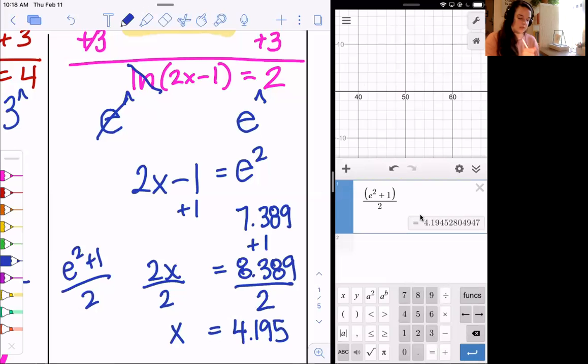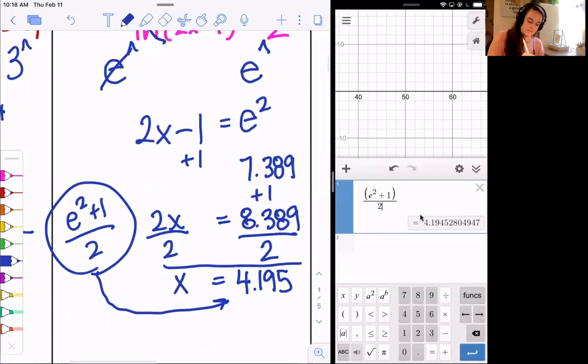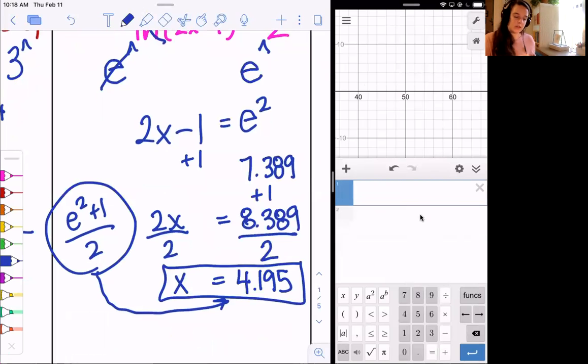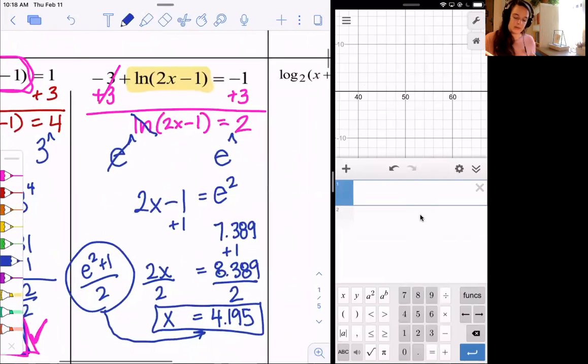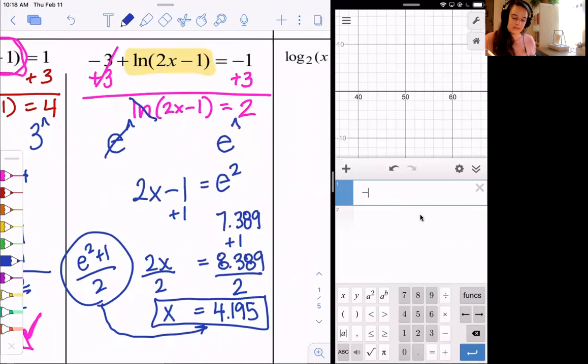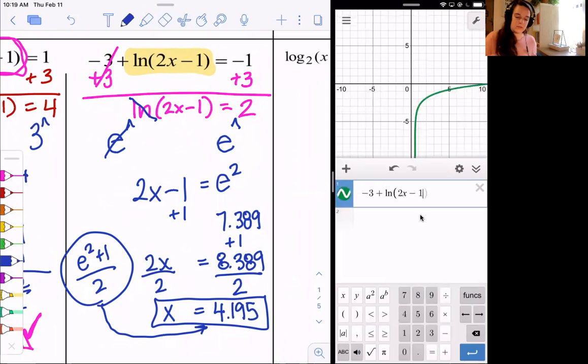Amazing. e squared plus 1 over 2 gives me this decimal right here. Absolutely. I'm going to check my work by using that trick we were thinking about earlier. So I have -3 plus the natural log of 2x minus 1. That's on one side. I'm going to go home so I see my graph. Here's my natural log graph.